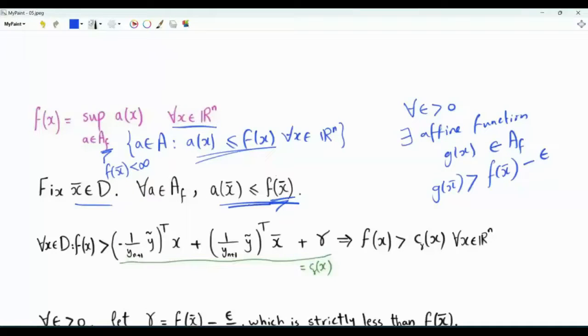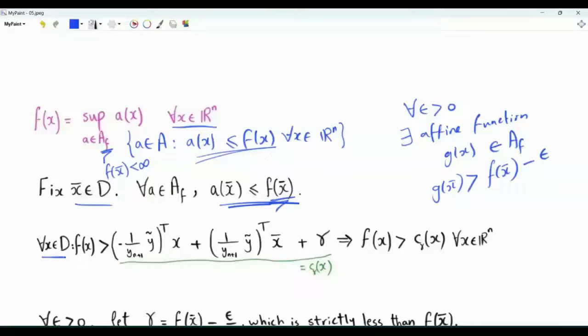This part here, we show that f of x bar is an upper bound, but to show that it is the supremum, we need to show that it is the least upper bound. And to show that it is the least upper bound, we need to show that for every positive epsilon, we can find an affine function in AF, and this affine function is strictly greater than f of x bar minus epsilon, no matter what epsilon is.